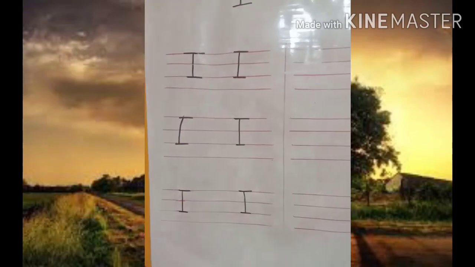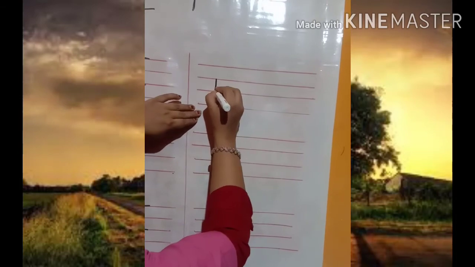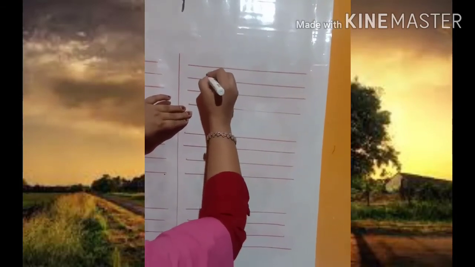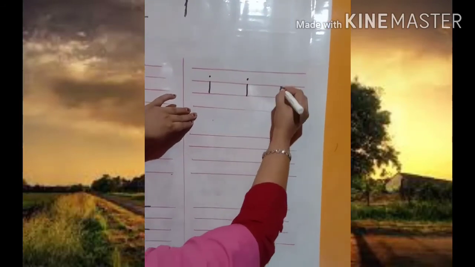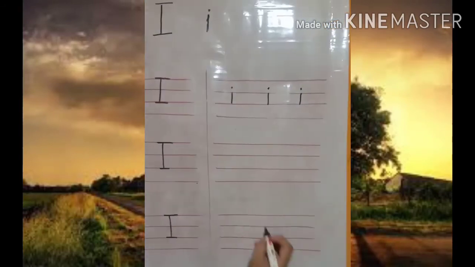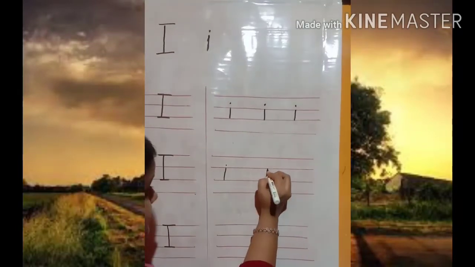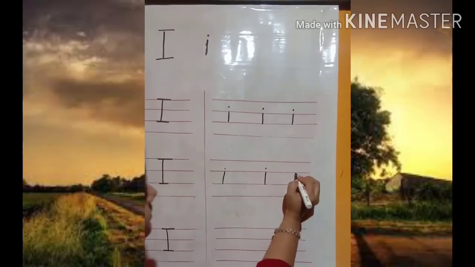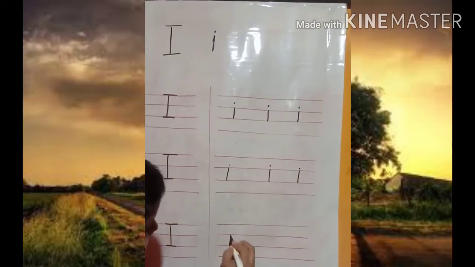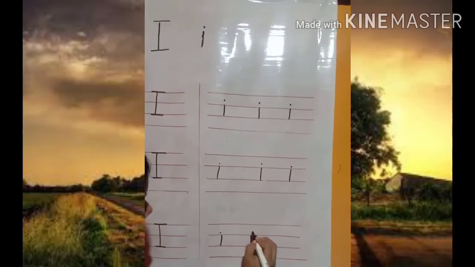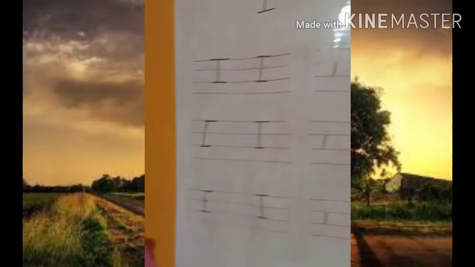Okay. Now we'll write the small letter. Small letter is very easy. A small standing line in between these two lines and one dot. Small standing line and dot. Standing line and a dot. Okay. Now you understood how to write the letter I. It's very easy and simple.